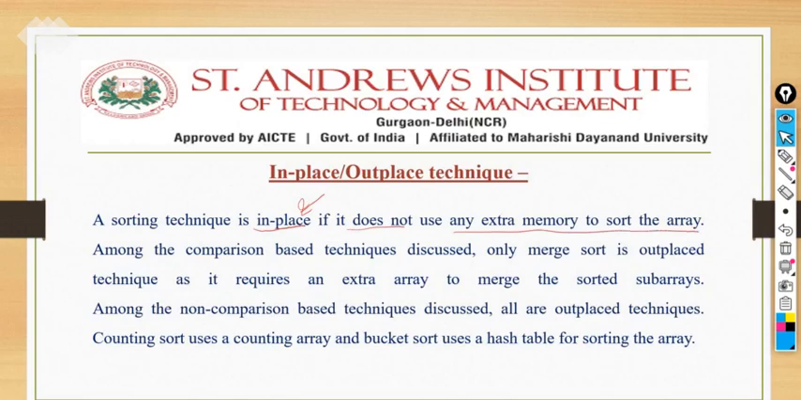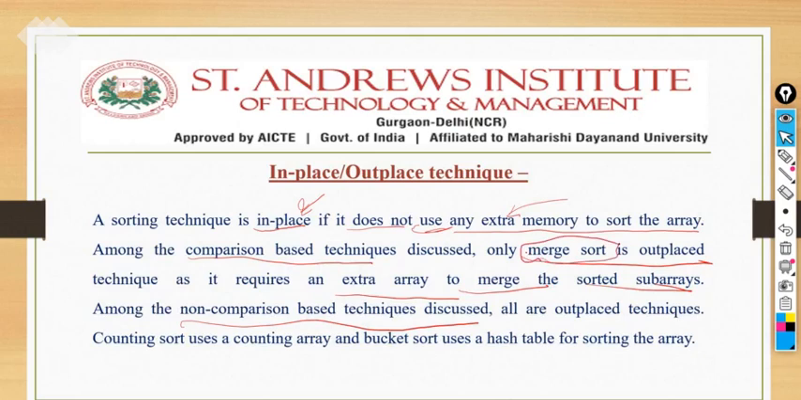What does it mean actually? Two types of sorting algorithms exist: comparison based techniques and non-comparison based techniques. Among all the comparison based techniques that we discussed, only merge sort is an out of place technique, because it needs an extra array or extra memory to merge the sorted subarrays. If an algorithm does not need any extra memory, then it is known as in place. Merge sort needs extra memory, so merge sort is an out of place technique.